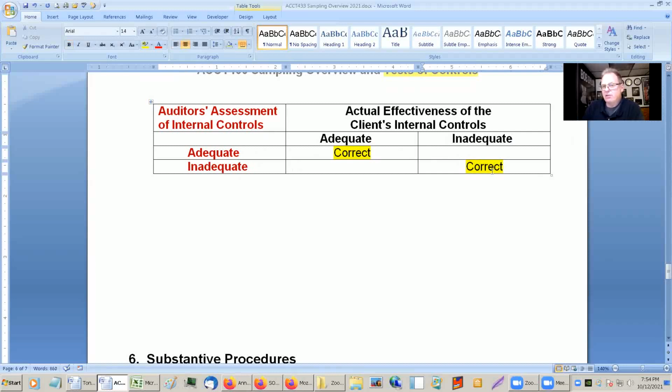Now we start running into the problems. Okay, and that is when they're mismatched, right? If we come out that we say that it is inadequate, and it really is adequate, so their controls are working fine, but we don't think they are, we will assess the control risk too high.